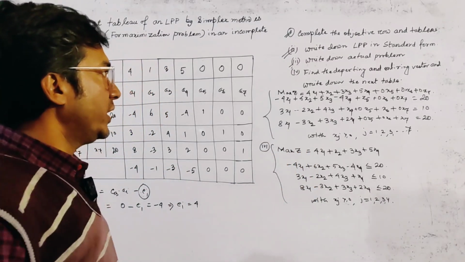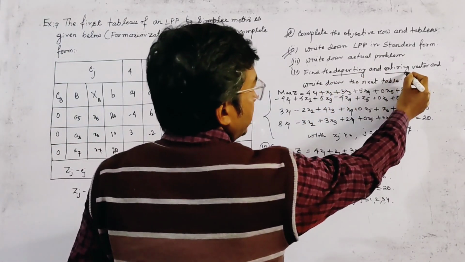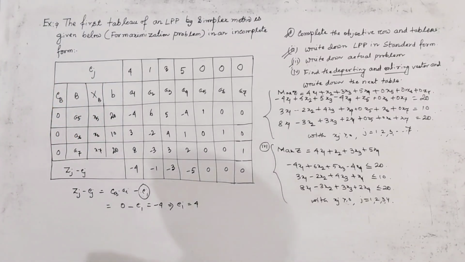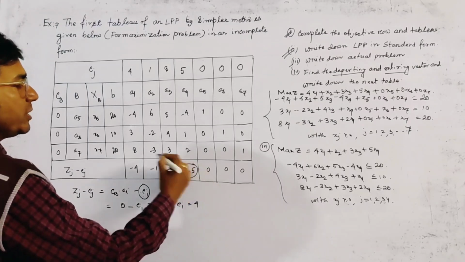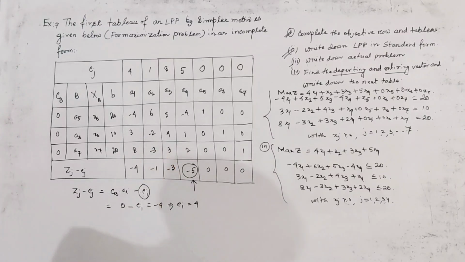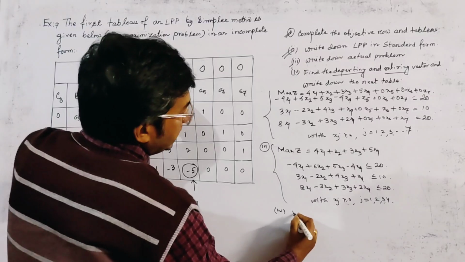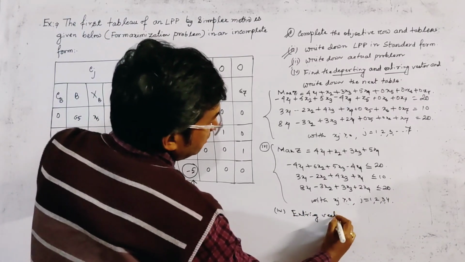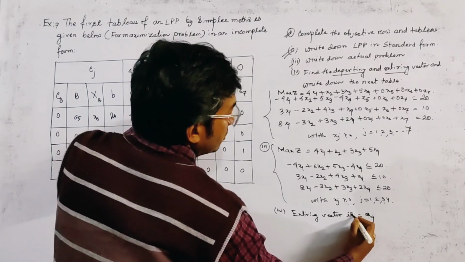Now we have to find out the departing vector and entering vector and write down the next table. How to find the departing vector and entering vector? Since the most negative net evaluation is minus 5, it indicates the entering vector. So the entering vector is A4. Here we write the answer number 4, entering vector is A4. Clear?